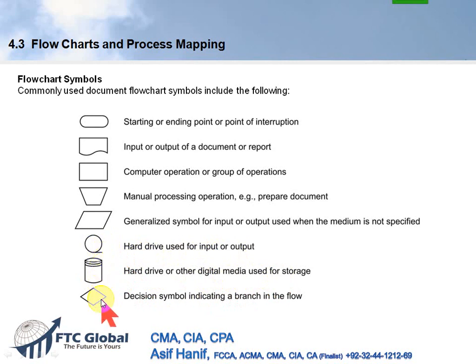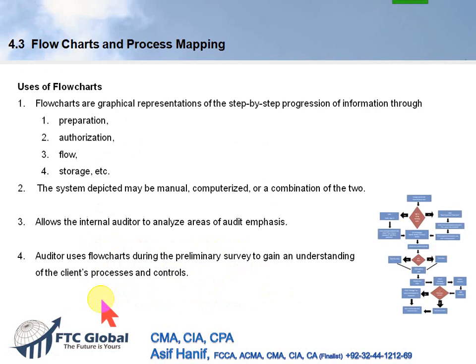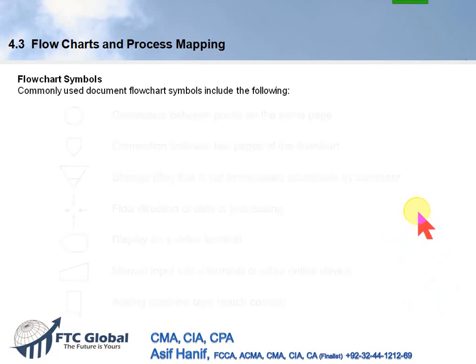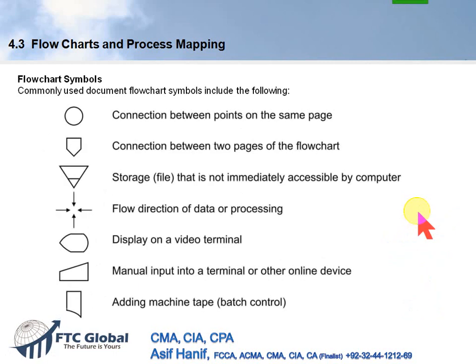This is the decision symbol. We will see it just like this. I told you that this indicates a decision symbol where the decision has to be made, either or. And then we have the next slide showing some more symbols. A connection between points on the same page, like this symbol, will be used.